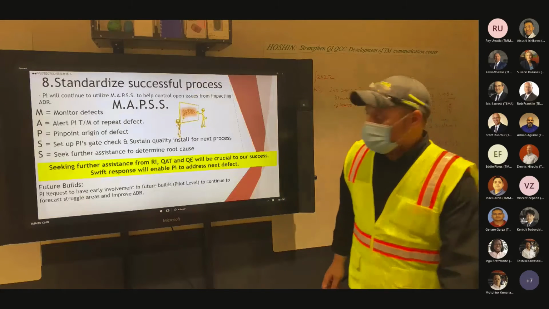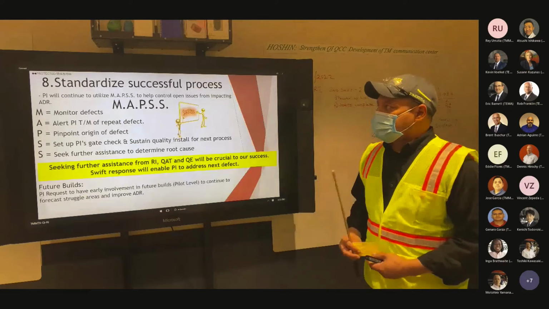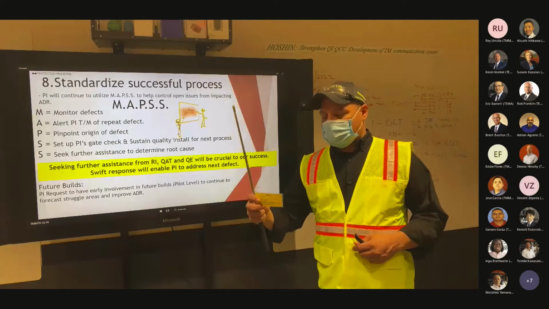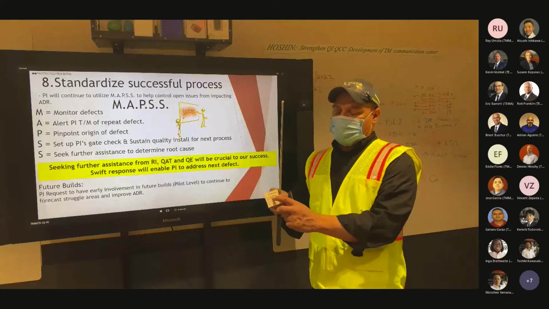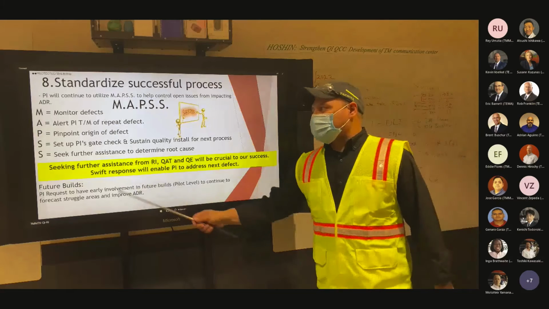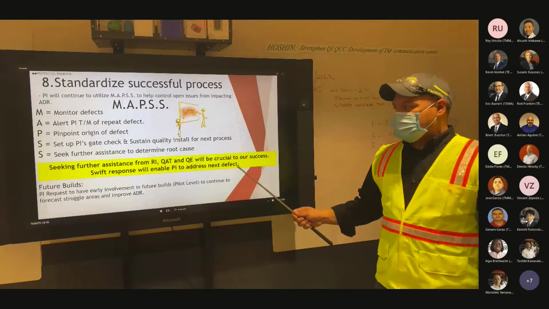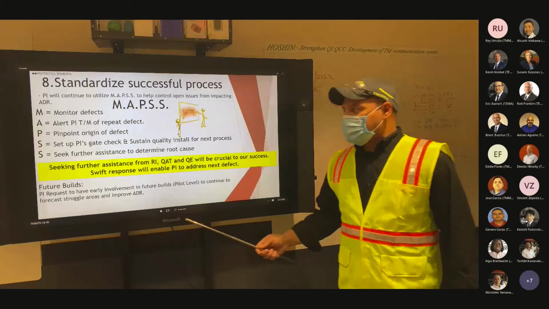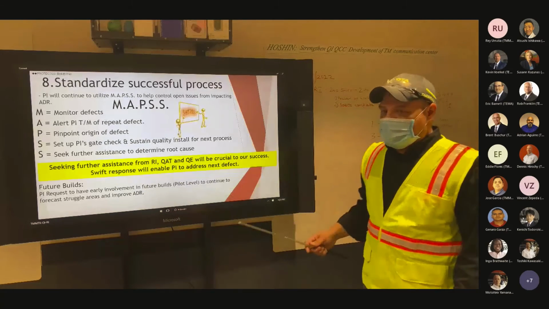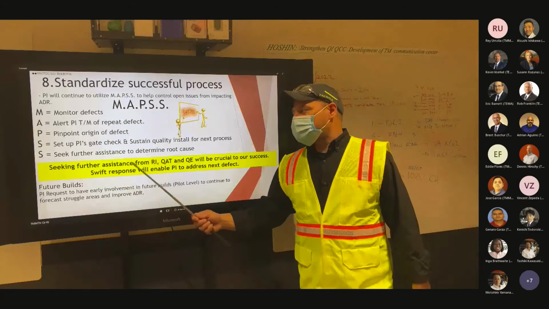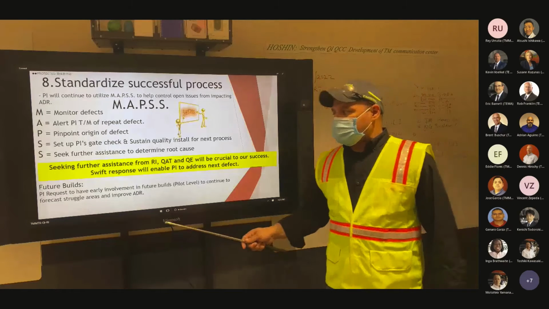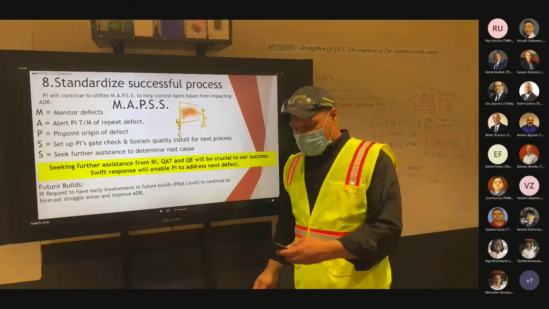So standardized successful process. We want to continue to utilize the acronym MAPS. We made cards here for each PI team member to carry around, with a little cheat sheet in the back of who they need to contact in case they have an issue. Also, just want to note that seeking further assistance from RI, QAT, and QE will be crucial in our success. A swift response will enable PI to address the next defect to better ADR. Also, for future builds, PI does request to have an early involvement pilot level to continue to forecast any struggle areas and help improve ADR.